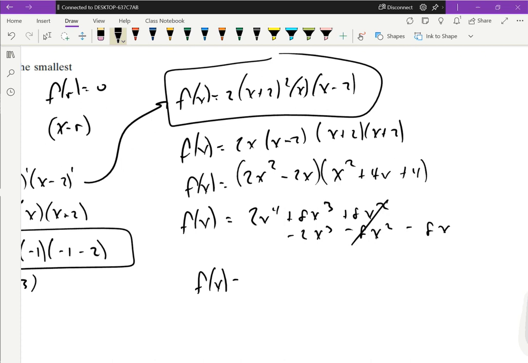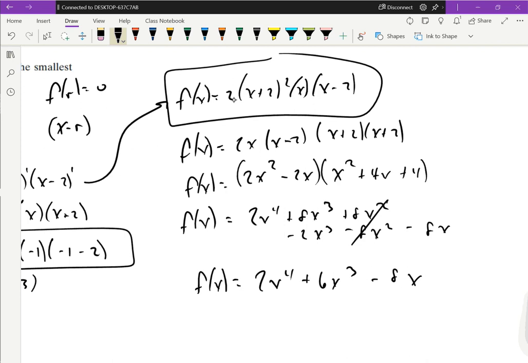So as I expand this, what we end up with is 2x to the fourth. Then we have plus 6x cubed. And then I end up with a minus 8x. Okay. So as we take a look at that and just verify what we end up with, let's make sure I didn't make any mistakes in here.